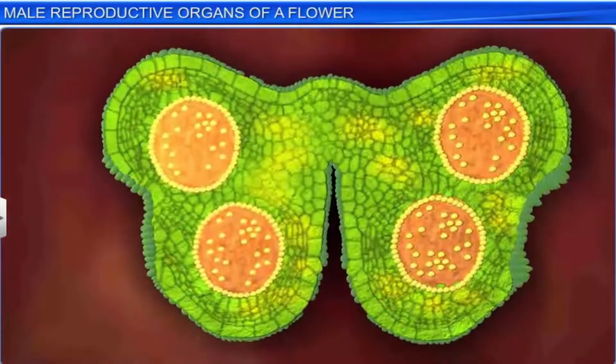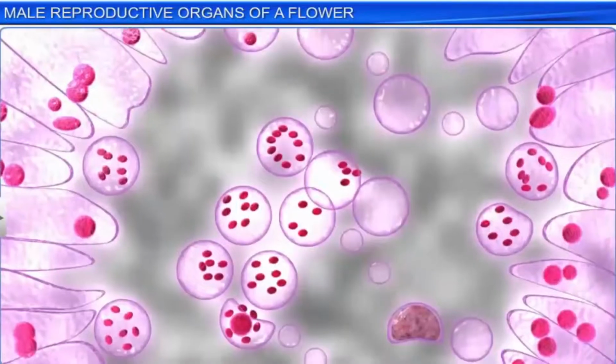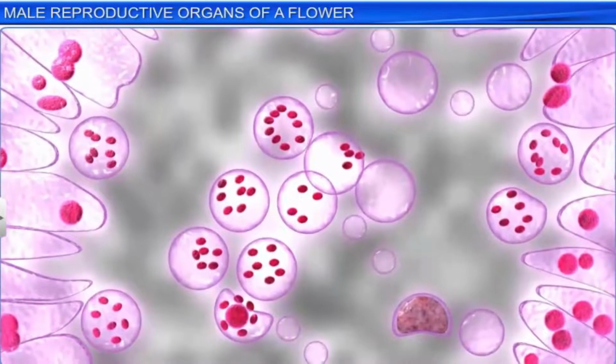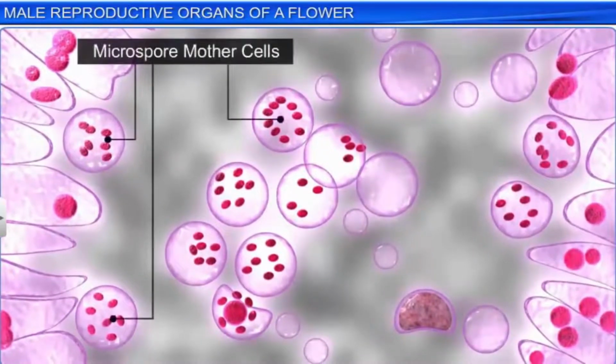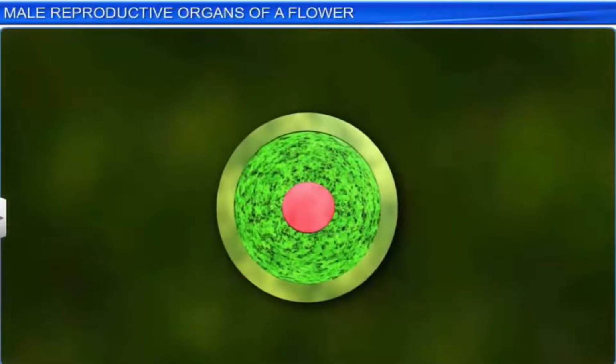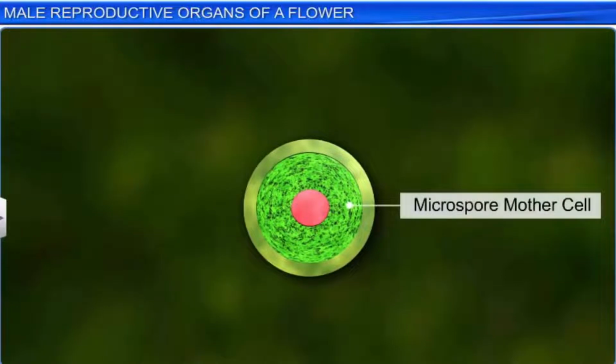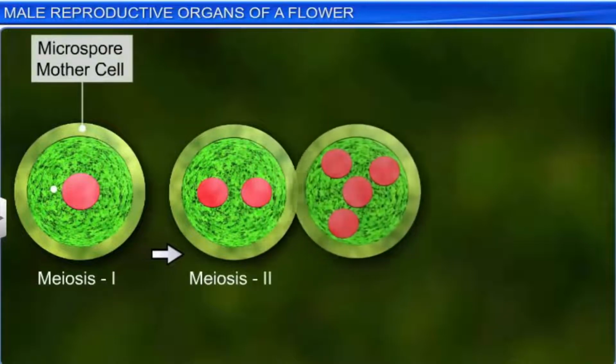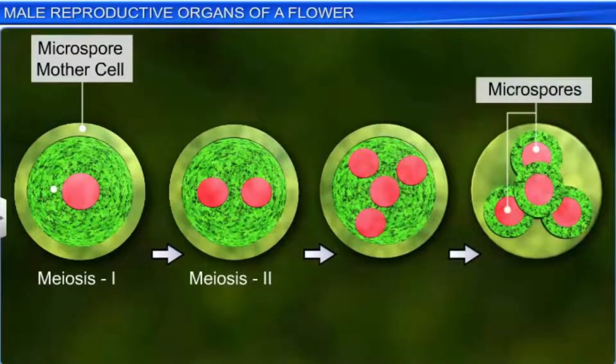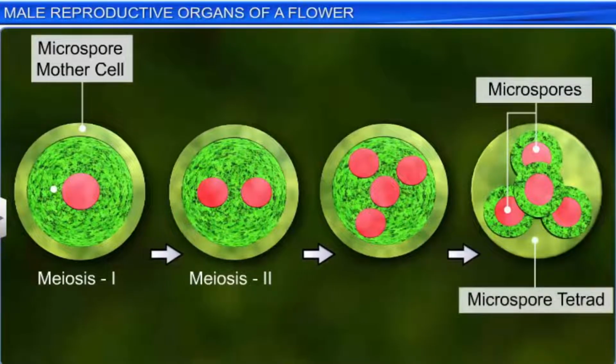the sporogenous tissue, on the other hand, consists of a group of compactly arranged homogeneous diploid cells called microspore mother cells or pollen mother cells. These microspore mother cells divide meiotically to form haploid microspores, which arrange themselves in a tetrad. The process of formation of microspores meiotically from a microspore mother cell is called microsporogenesis.